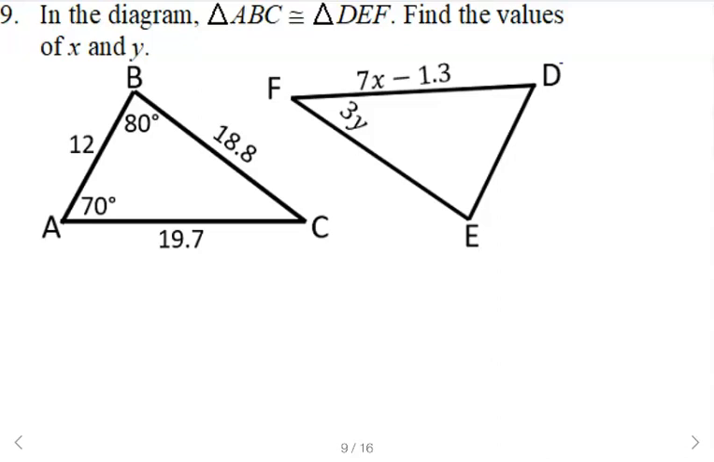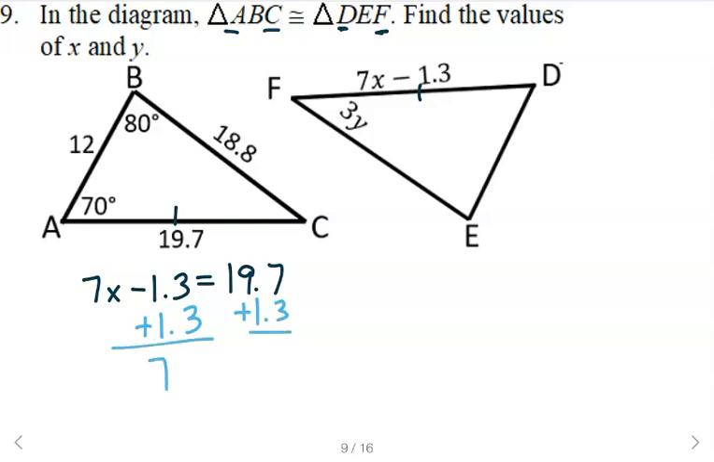All right, here we have congruent triangles. We need to find the values of X and Y. So FD, first and third, matches up with AC, first and third. And so we can write the equation 7x minus 1.3 equals 19.7. And then we'll solve that two-step equation: add 1.3 to each side. And so we get 7x equals 21, and then divide by 7. So x is 3, so we found x.